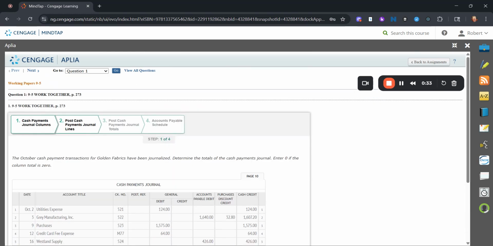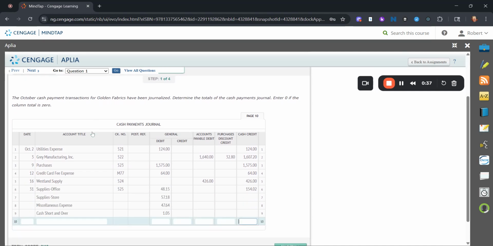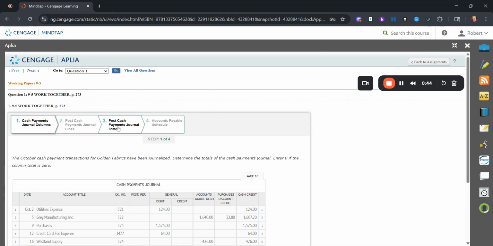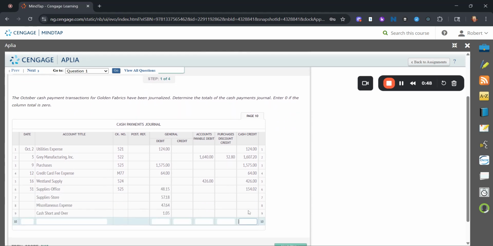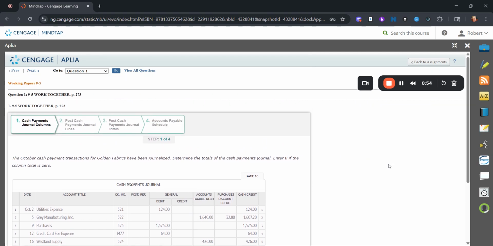In step 2, we're going to post all of our accounts to the ledgers. Then step 3, we're going to post the cash payments across the bottom, our bottom totals to the ledgers. And then step 4, we're going to fill in an accounts payable schedule.